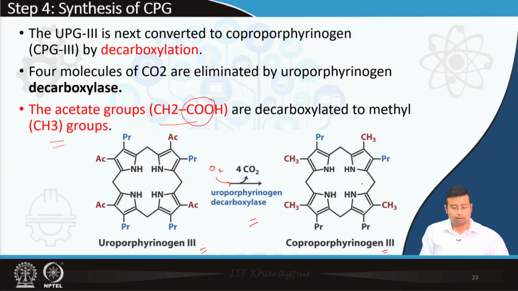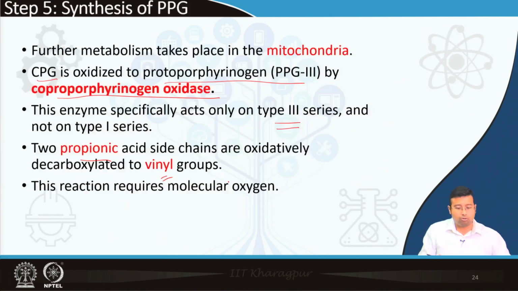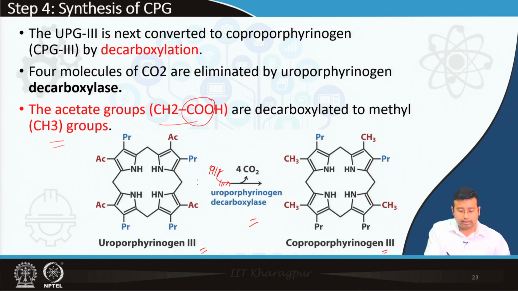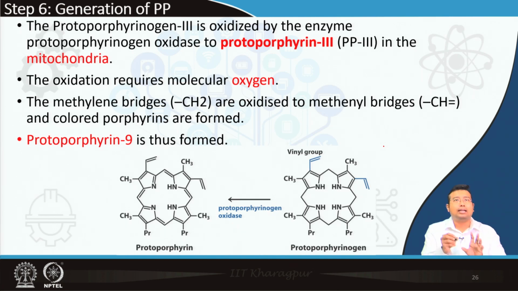Well, in the previous reaction oxygen is actually not required, only CO2 groups are removed. Here oxygen is required. We need oxygen in order to convert the propionic acid to vinyl group, whereas over there we can just remove carbon dioxide to form methyl groups. Alright. So, be very careful. The next step is actually generation of protoporphyrin. So, from protoporphyrinogen it is getting converted to protoporphyrin, and this reaction also requires molecular oxygen.